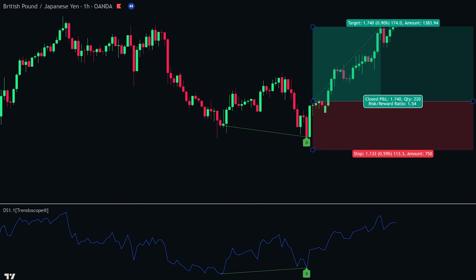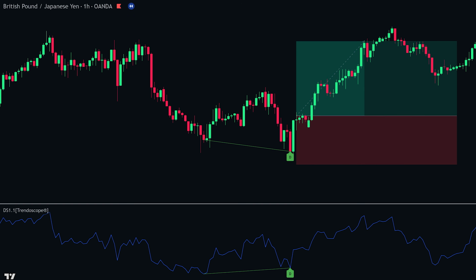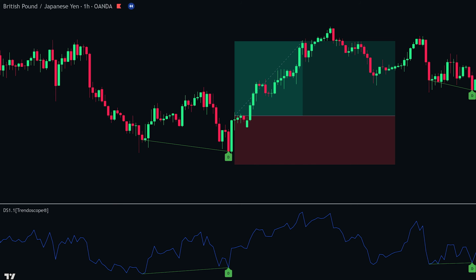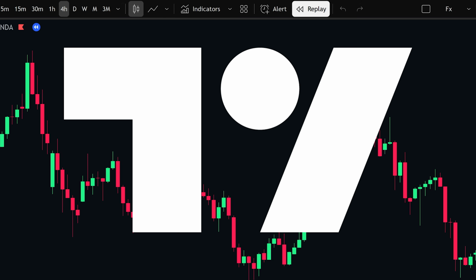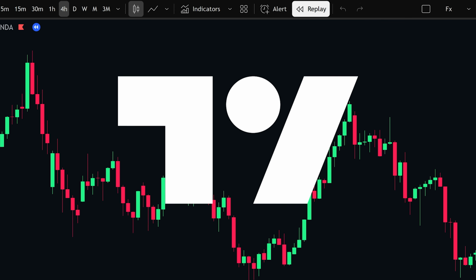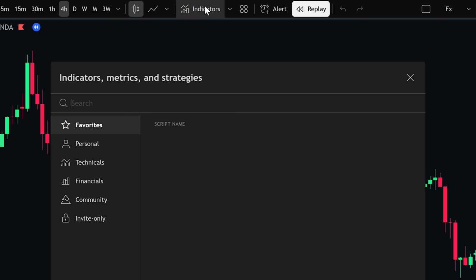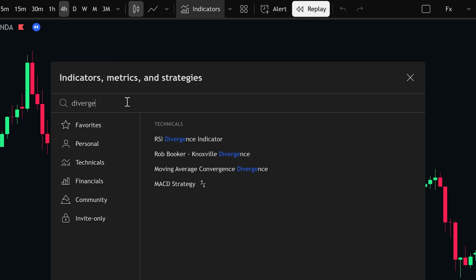profit target. In this video, I'll show you exactly how the divergence screener works and how to use it to improve your trading. To get started, open TradingView and click on the Indicators tab at the top. Next, type Divergence Screener in the search bar.